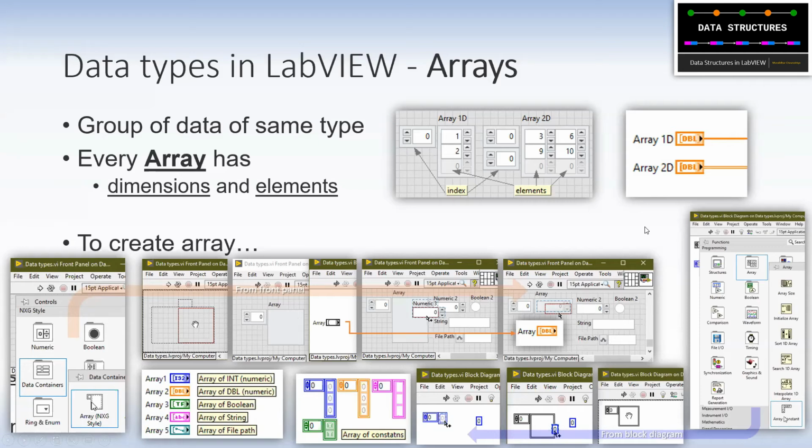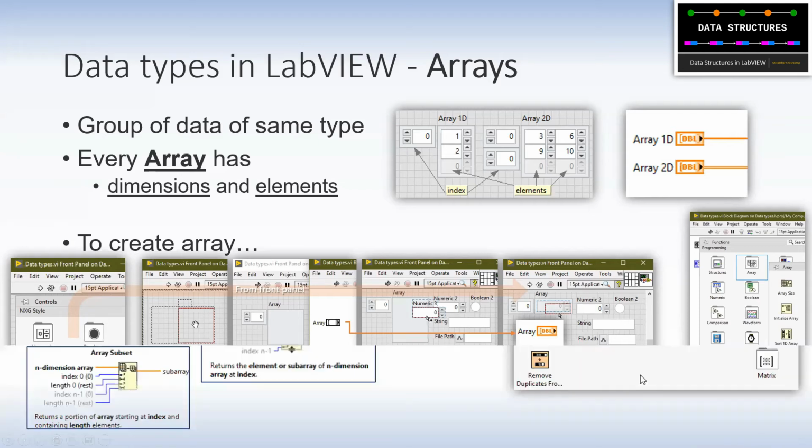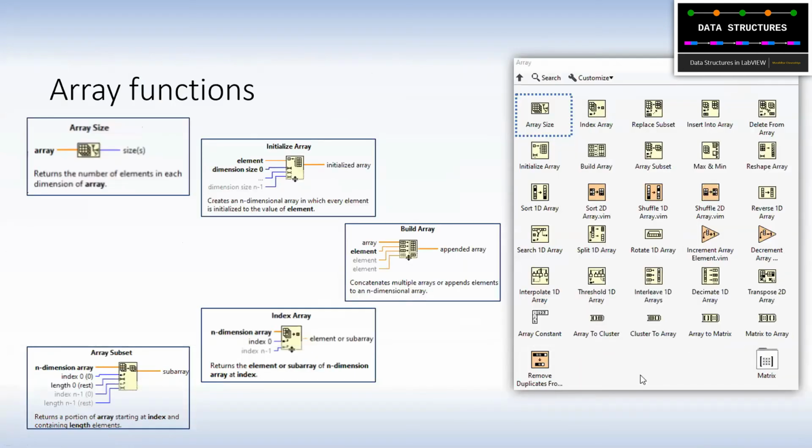So there are some different array functions. You can see on array functions, there are different types of functions you can perform on array. For example, array size. When you design an array and connect this array line to this function, it will give you the size of your array.